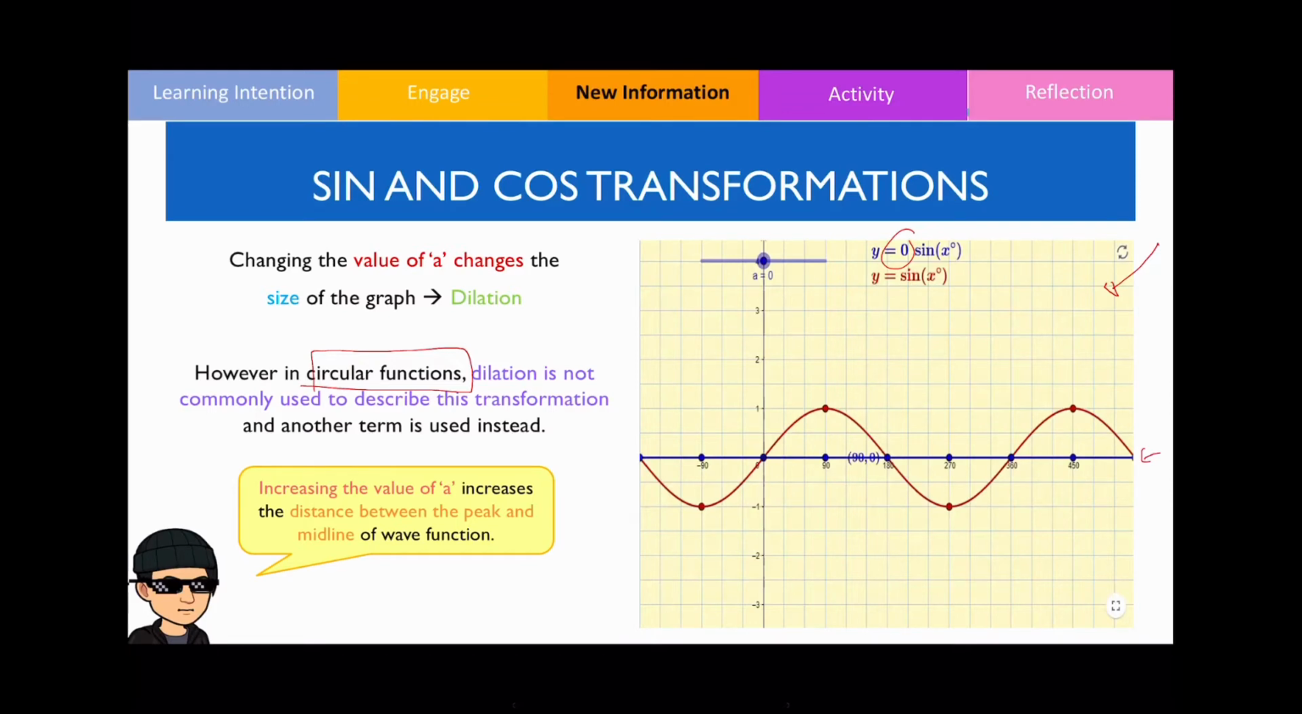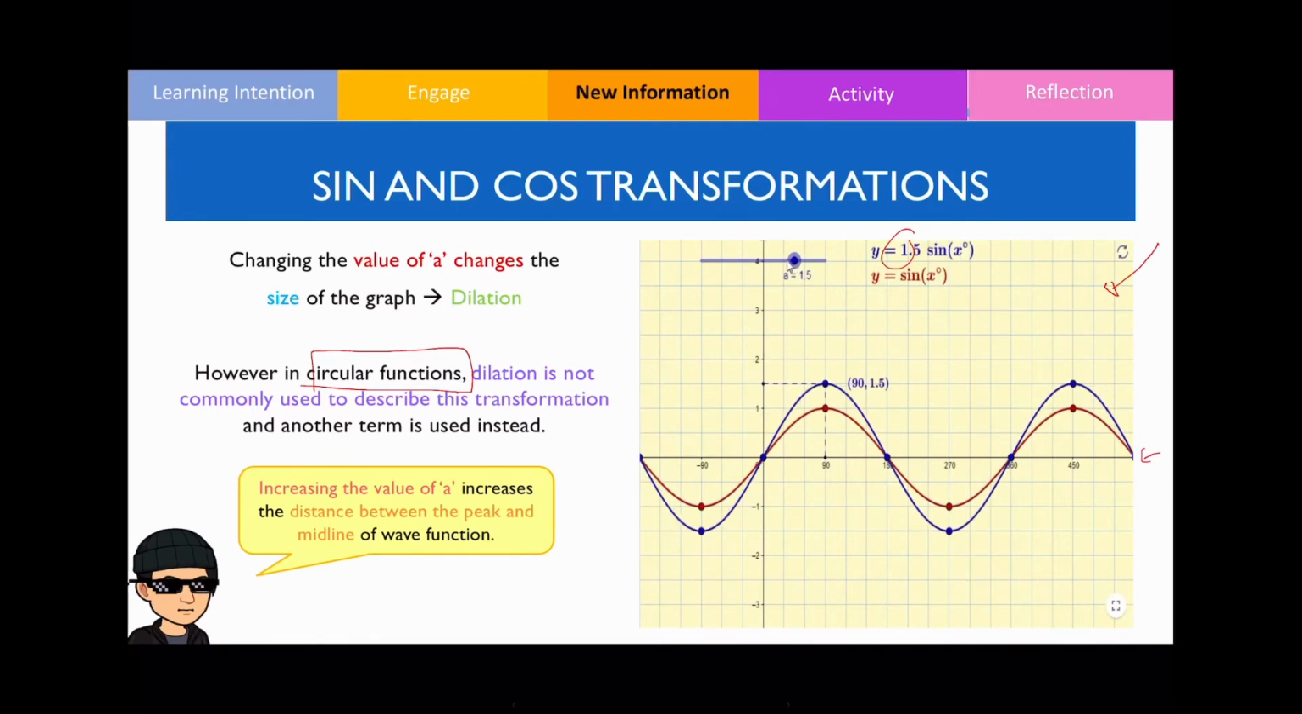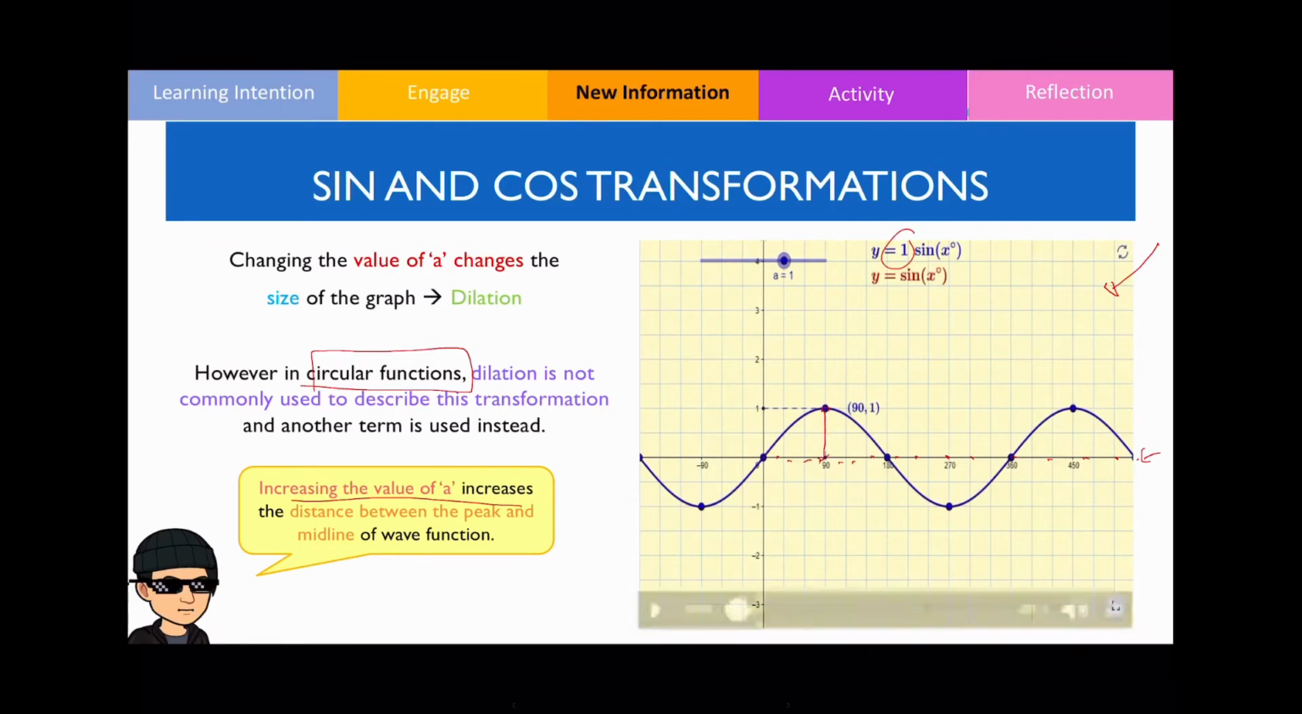That's why I've got a horizontal straight line. But notice what happens when I change the value of A. When I increase the value of A, notice that I'm making the graph a lot larger, okay? So that's what I mean here. Increasing the value of A increases the distance from the midline. The midline is essentially an imaginary line that goes through the middle of the graph. So the distance between the peak and the midline increases as I increase the value of A.